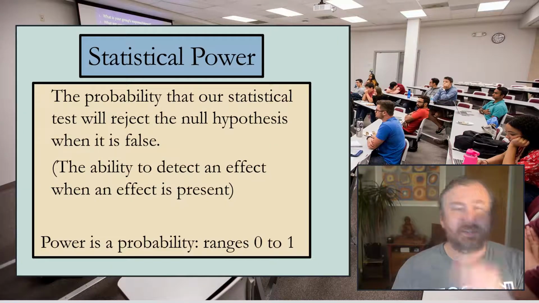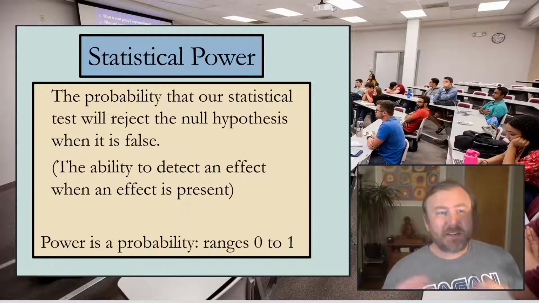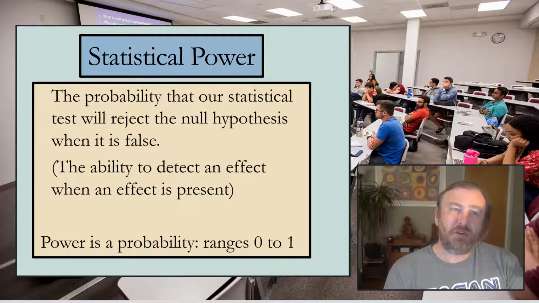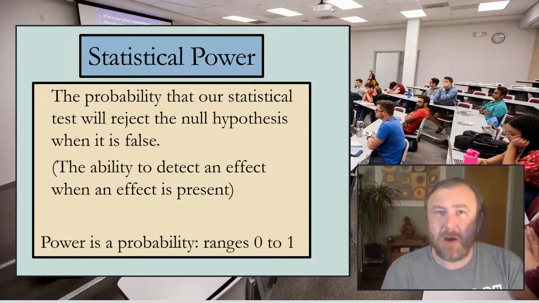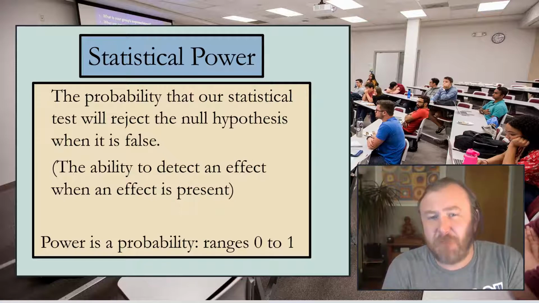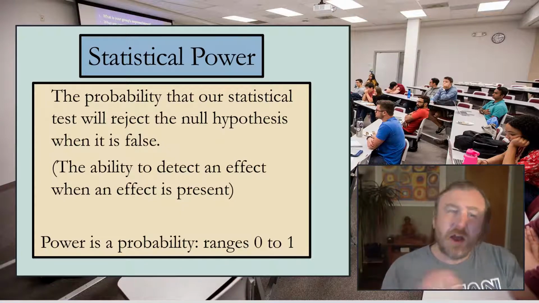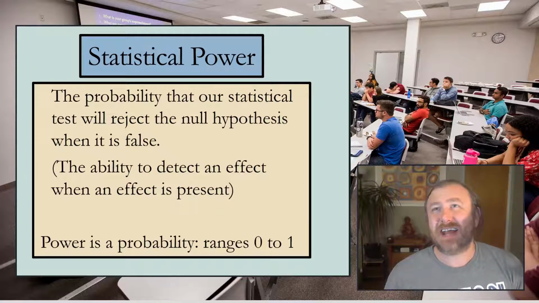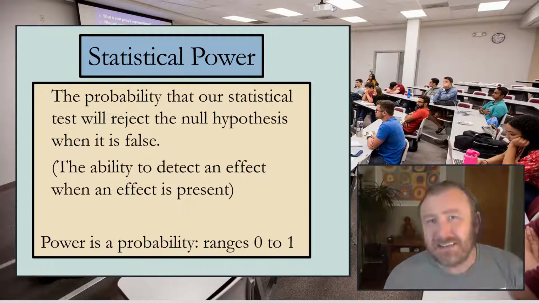So what is statistical power? Well, statistical power is the probability that we will be able to reject the null hypothesis when the null hypothesis is false. Right? Another way to say that is it's the ability to detect an effect when there is an effect.